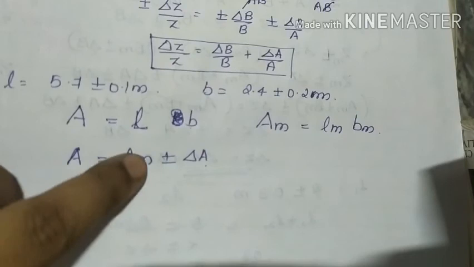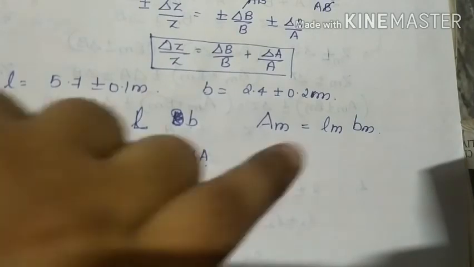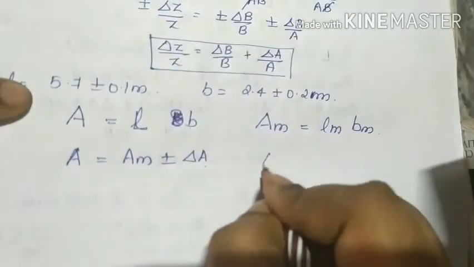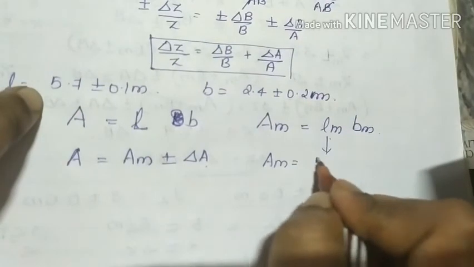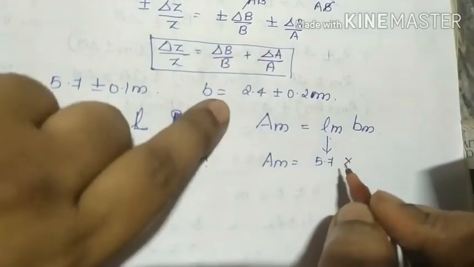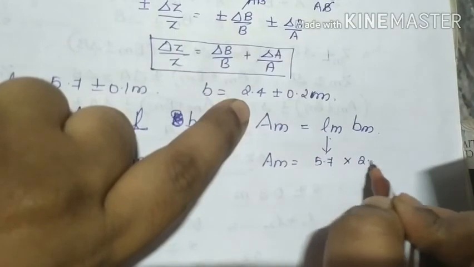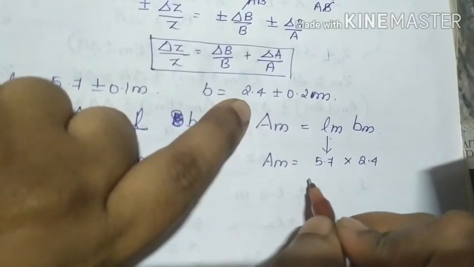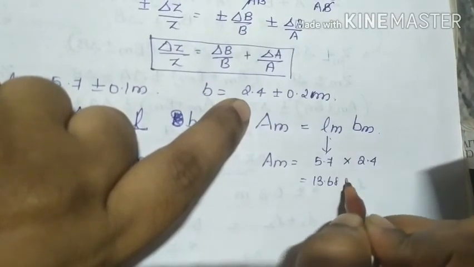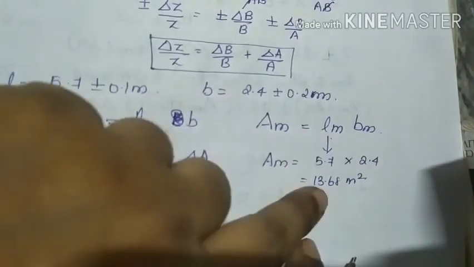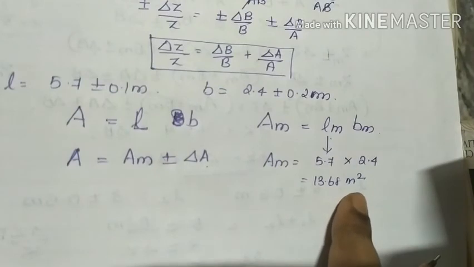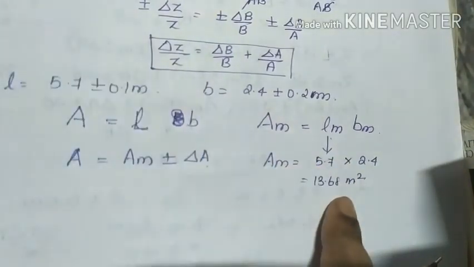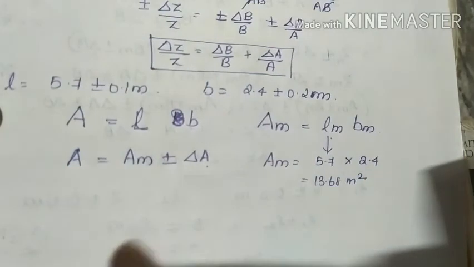What is the measured area? That is length measured. How much is the length measured? It is 5.7. So AM is LM, that is 5.7 meter into BM, that is the measured value of breadth, that is 2.4. You will get around 13.68. Just calculate it, guys. The calculation you can do by yourself. That is 13.68 meter square. That is the measured value of area. Clear? So here one section is completed.